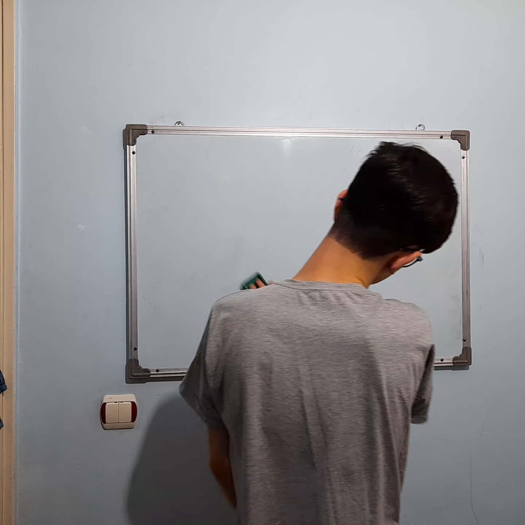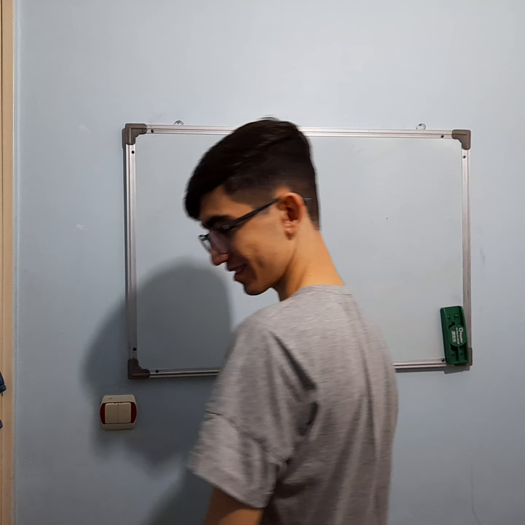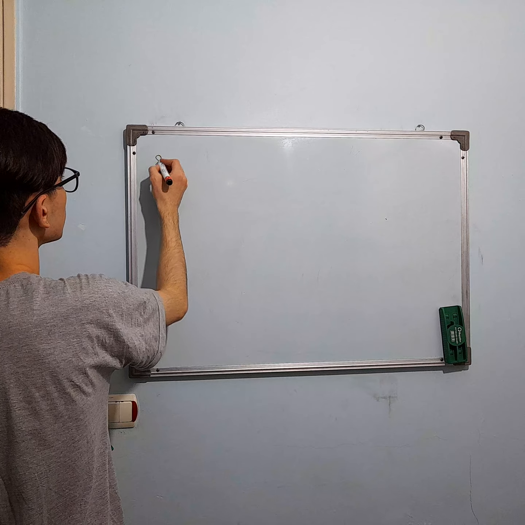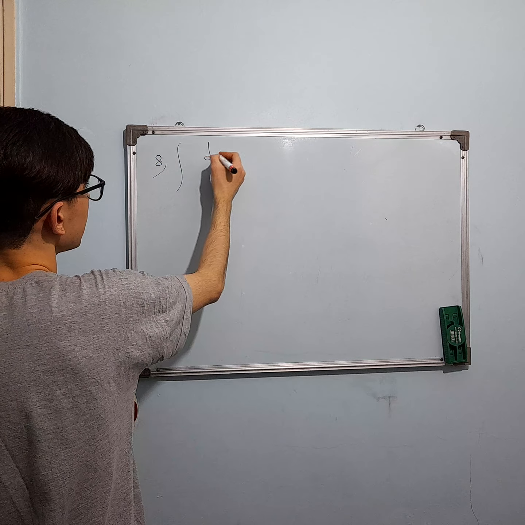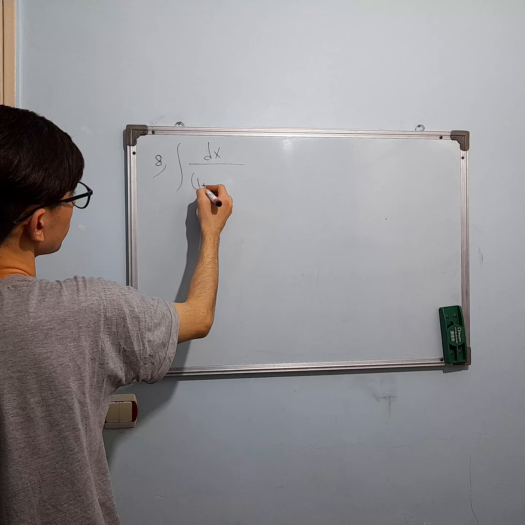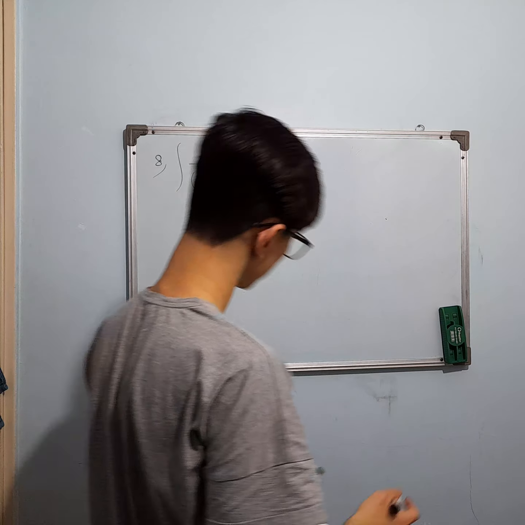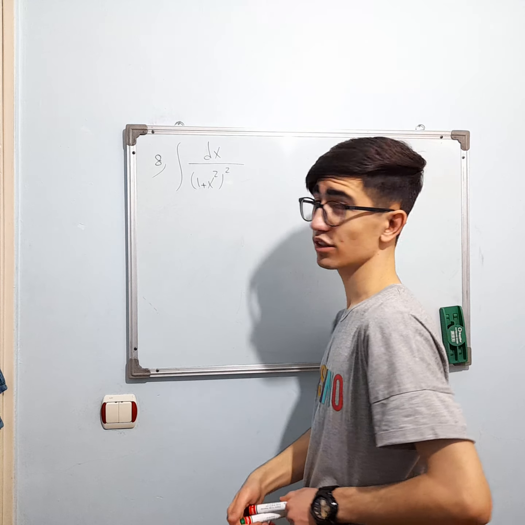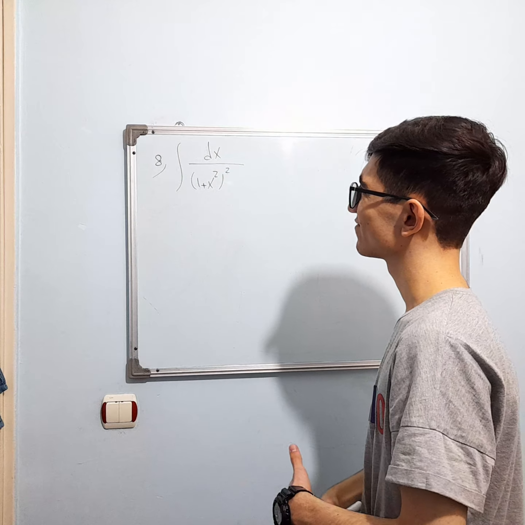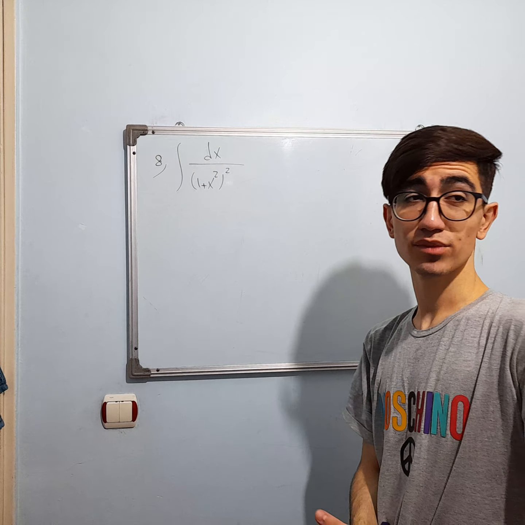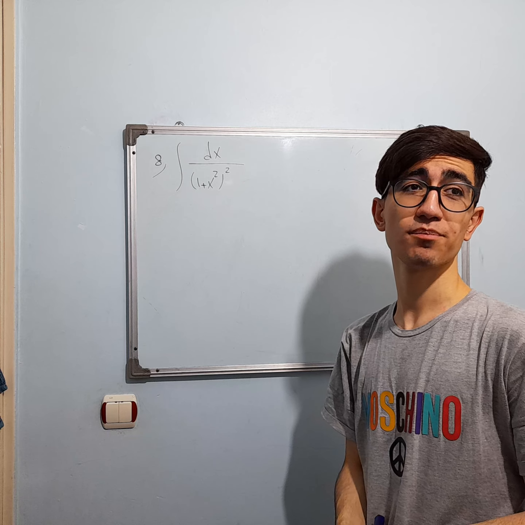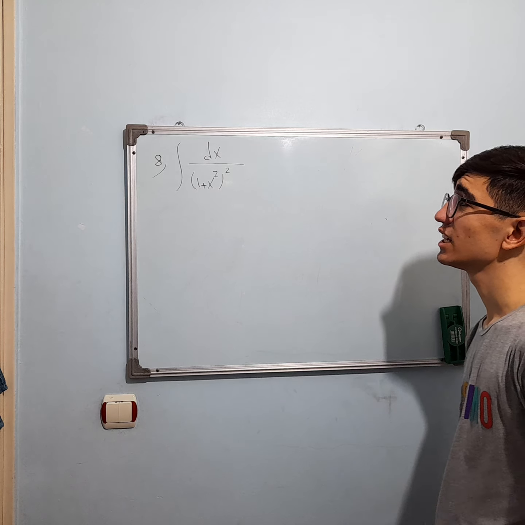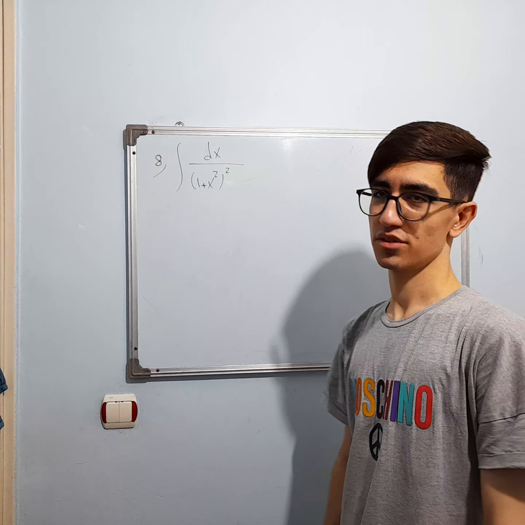So the next and the final one, last but not the least, the eighth one: dx over (1 plus x squared) squared. What should I do? Integration by parts won't help. U substitution might help, but there is a better selection than that, which is trigonometric substitution.